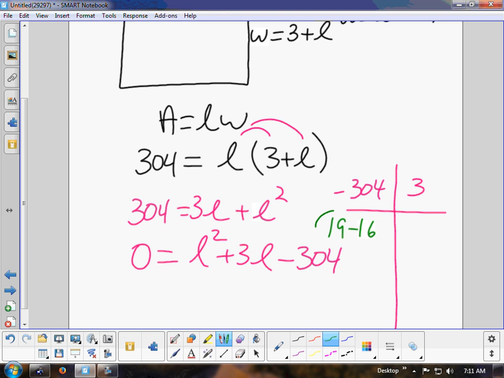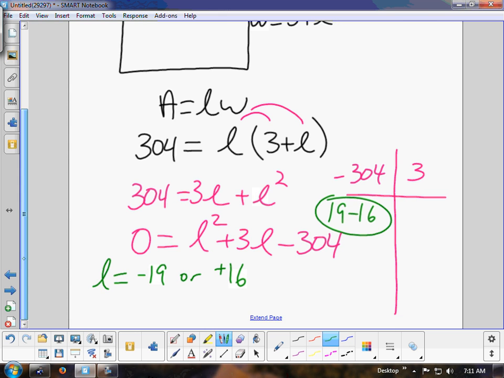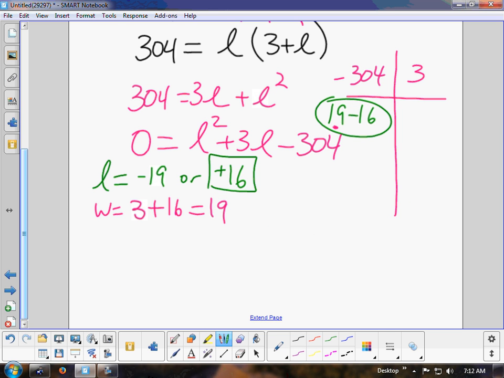Okay, now remember, the answer to the question is the opposite of these numbers, so L is going to equal negative 19 or positive 16. Because it's a length, we're going with the positive 16. And let me just figure out our width by adding 3 to the length value, and that's 19. And you can see that it's the other number in the chart. So to check it, I'm just going to go 16 times 19, and that comes out to be 304. So that checks. And then I'm going to write my answer as a sentence.